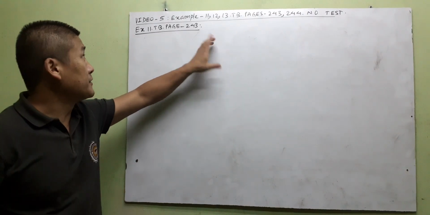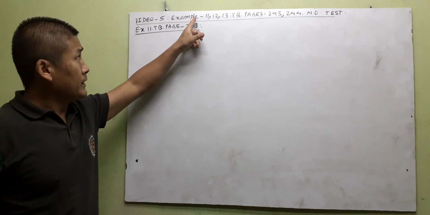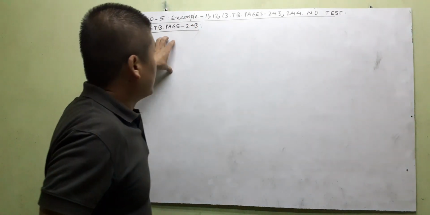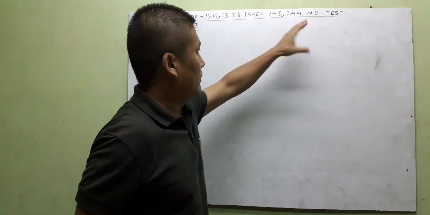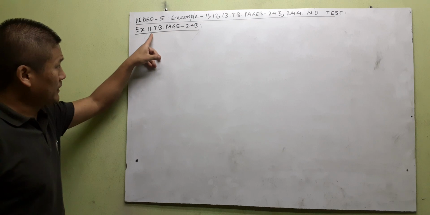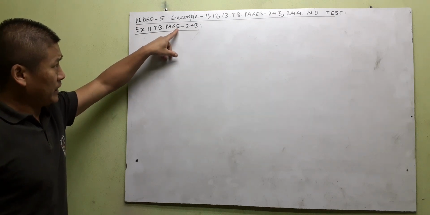Okay, so this is the last video for class 9 maths exercise 13.5. And there is no test for this. These are examples that we're going to do. We'll start with example 11. You can go to textbook page 243.